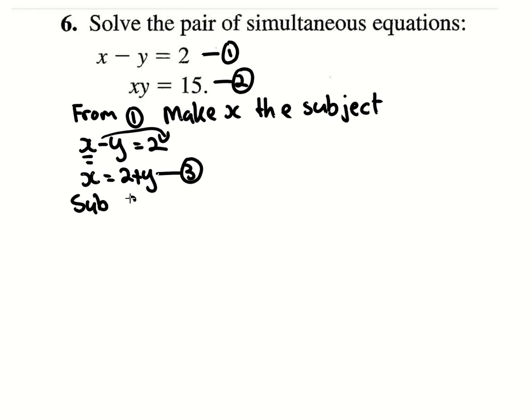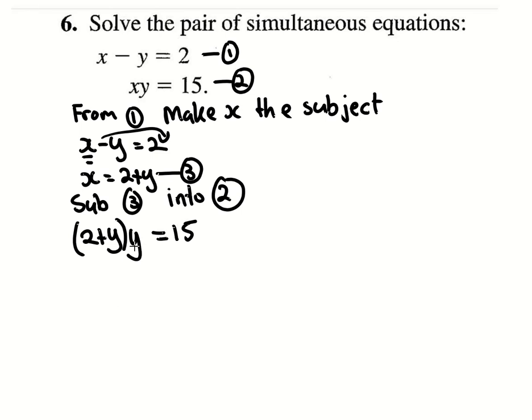Now, substitute equation 3 into which equation? Because equation 1 was used to make equation 3, we cannot substitute it into equation 1. We have to substitute it into equation 2. So wherever you see x, you're going to put 2 plus y. Now, if we look at equation 2, we see that the relationship between x and y, when you see it like that, it's x multiplied by y. So we're going to put 2 plus y, and in brackets tells us we are multiplying by y is equal to 15. So we are going to multiply y by 2.